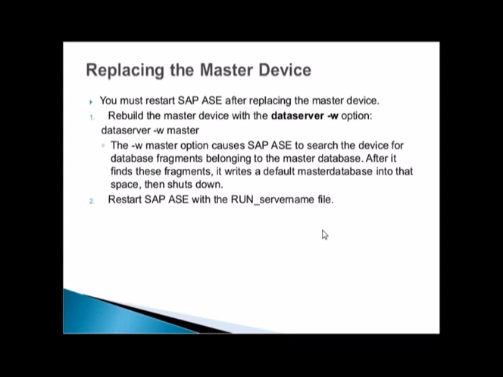The -w option causes SAP ASE to search the device for database fragments belonging to the master database. After it finds these fragments, it will write a default master database into that space and then shut down. Then after this step is done, you restart SAP ASE with the run_server file which you have created.